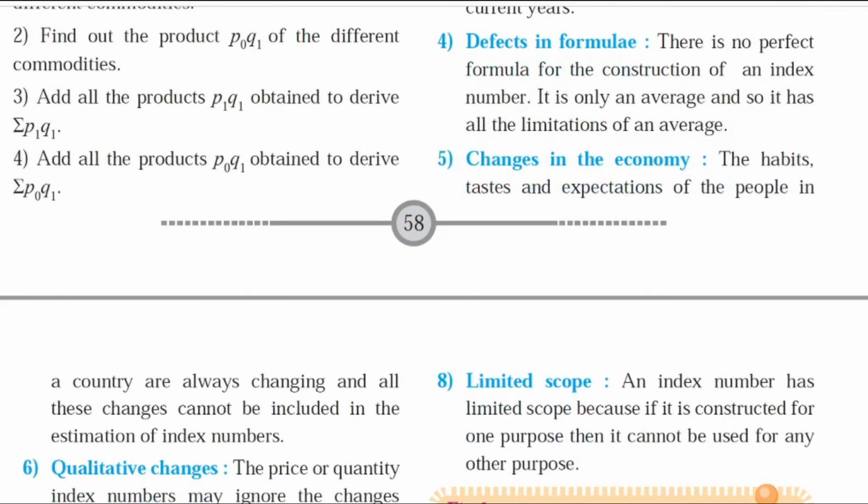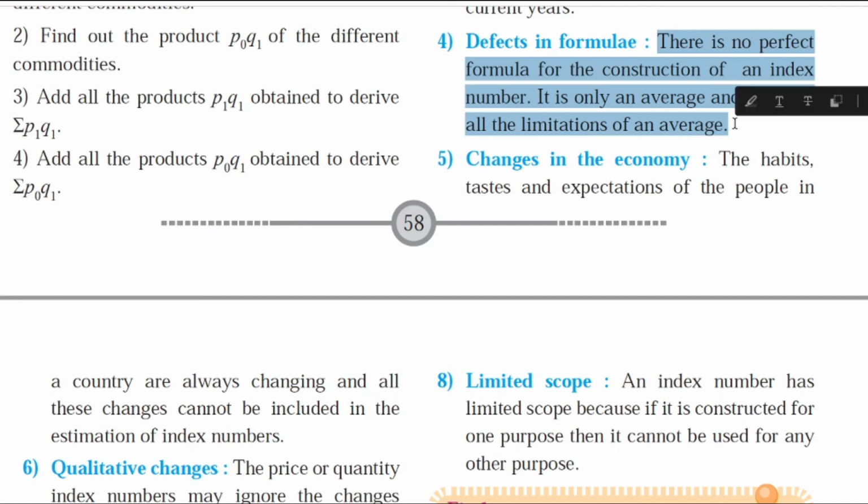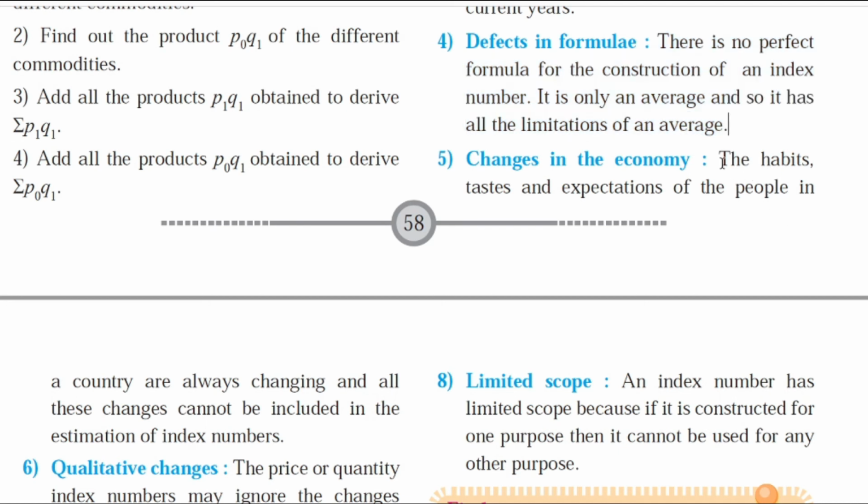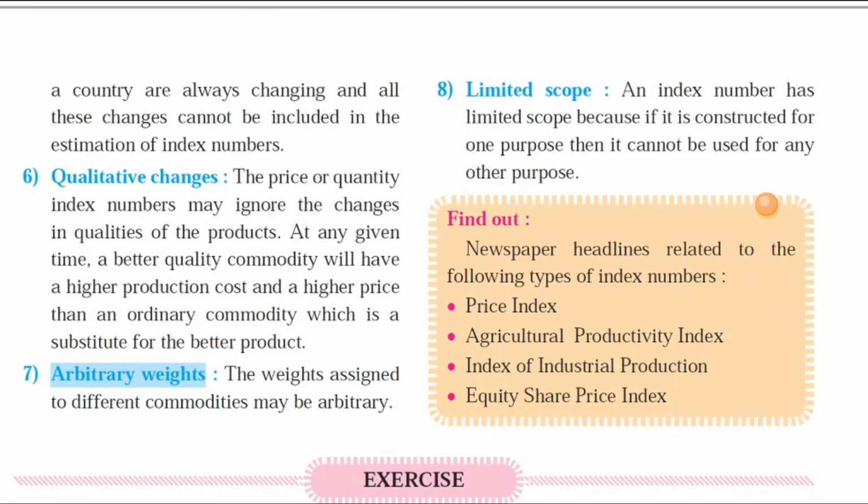Moving further, my dear students, defects in formulae. There is no perfect formula for the construction of index number. It is only an average, and so it has all the limitations of an average. Similarly, there are always changes in the economy. Habits keep on changing. Tastes and expectations of the people in a country are always changing, and all these changes cannot be included in the estimation of index number. Very simple, my dear students. Change is inevitable, and that is why all the changes cannot be included, and thus it is also a limitation of index number.